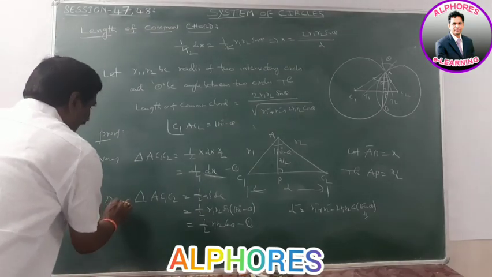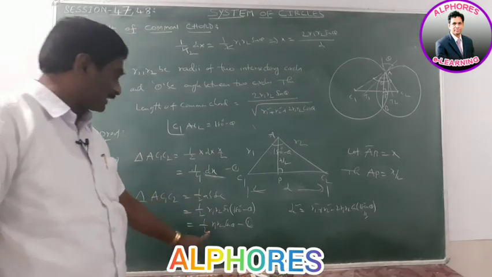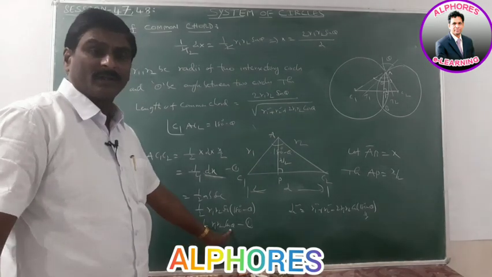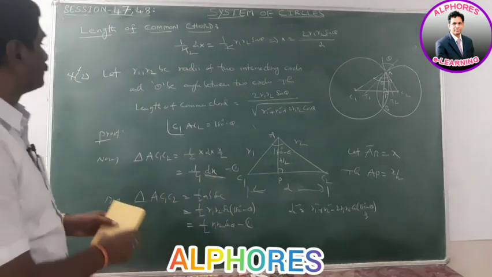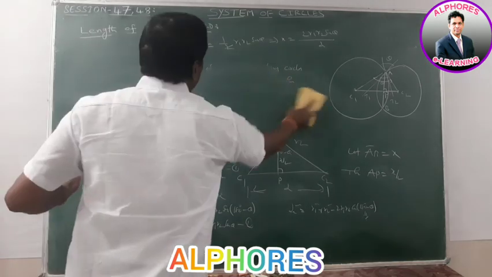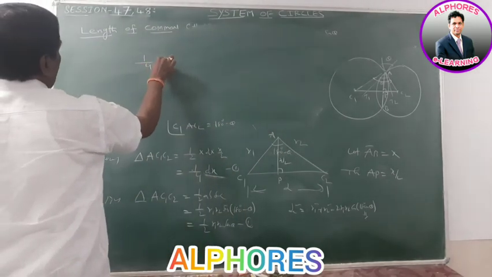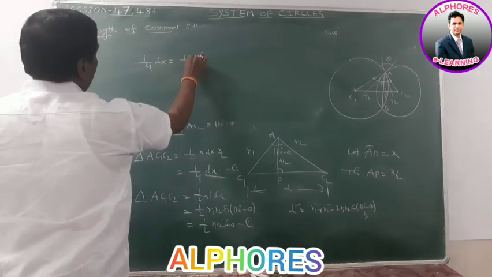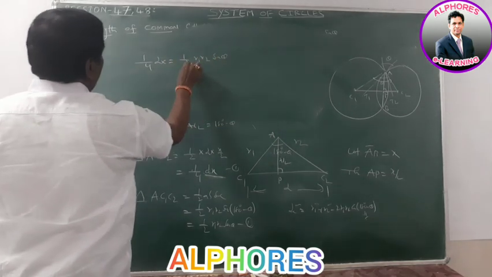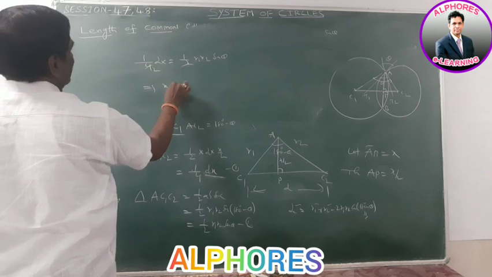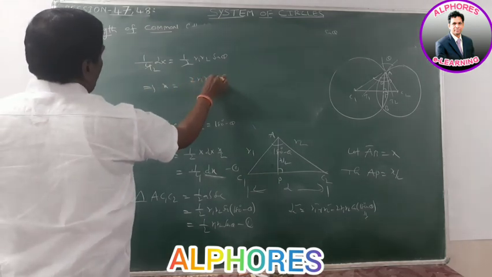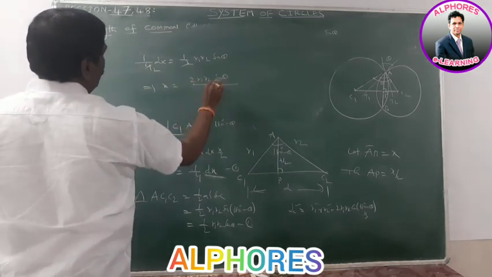But area of triangle AC1C2 is equal to half AB sin C, that is equal to half R1 R2 sin theta. By equating 1 and 2, we get 1 by 4 into dx is equal to 1 by 2 R1 R2 sin theta. 2 times cancel, that implies x is equal to 2 R1 R2 sin theta by d.